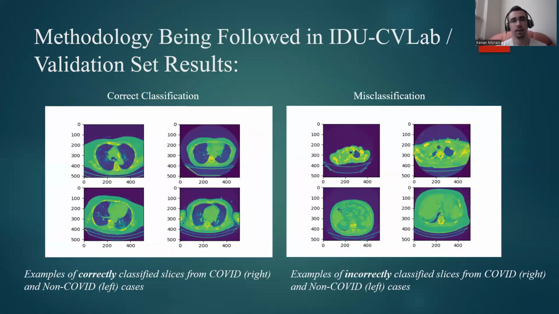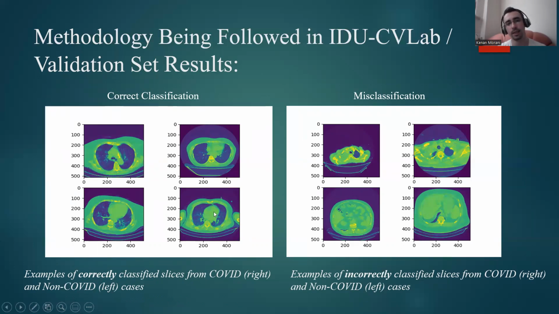Perfect. All right, so here in this slide, you can see the correctly classified images. Here are examples of correctly classified slices from COVID-19 on the right. This is correctly classified COVID-19, and these are non-COVID cases which are correctly classified. As you can see from those two slices, this is a misclassified COVID and a misclassified non-COVID. So this is the COVID misclassification, this is the non-COVID misclassification.